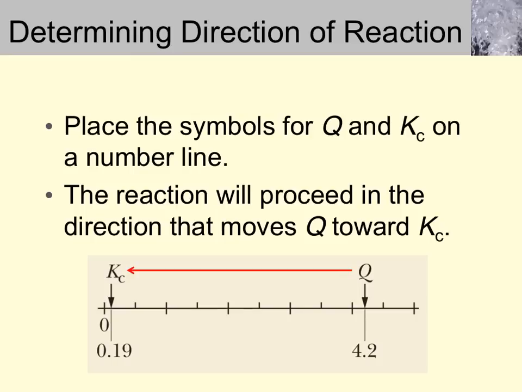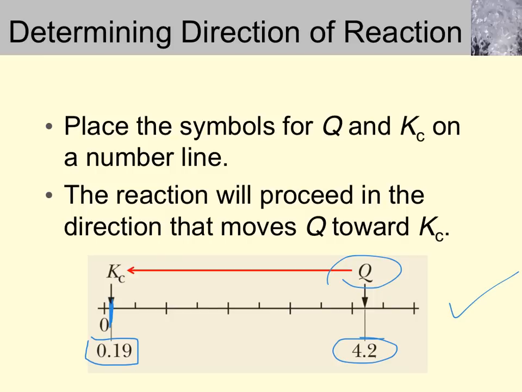This slide is a nice little mnemonic you can use. If you have a hard time dealing with the less than greater than Q versus K, and plenty of people do, this is just kind of a slick little way to get a quick answer. So if you imagine a number line, which everybody has worked with, and let's say your K value is 0.19, and let's say you plug in all the concentrations you have at the current time and you get a Q value of 4.2.